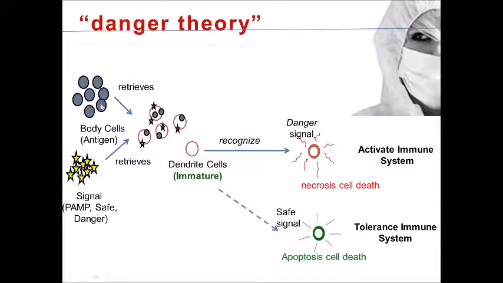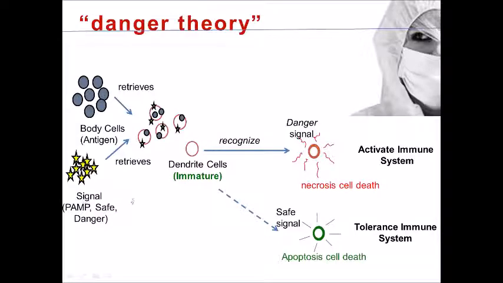Okay, and then the dendritic cell will bind with the body cell. So this is the dendritic cell, the immature dendritic cell. It will retrieve the body cell that exists in our body. So this is a dendritic cell, this is one cell, and when they bind with the body cell, it will bind also together with the signal carried by this body cell.